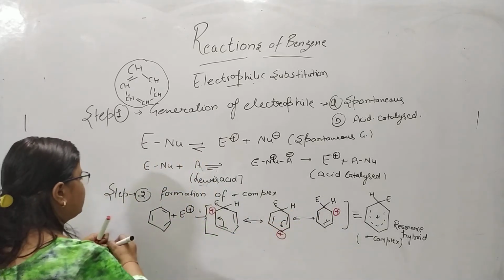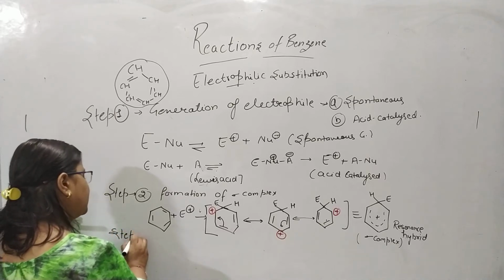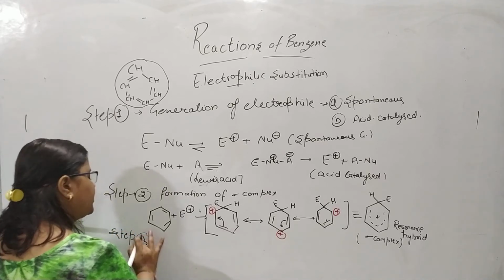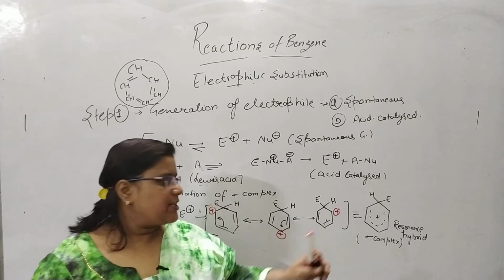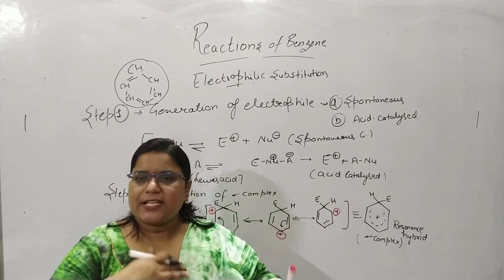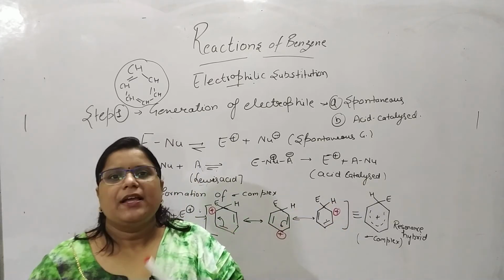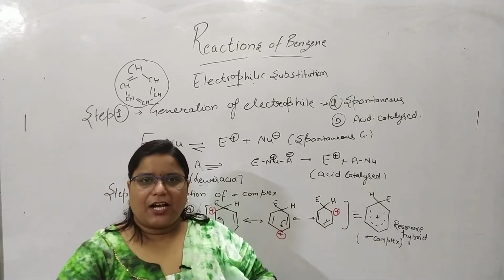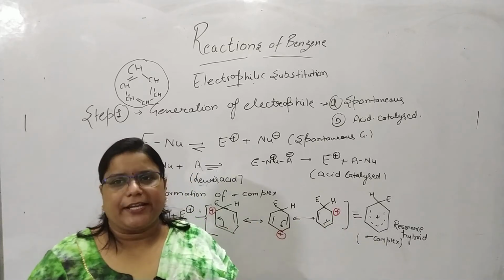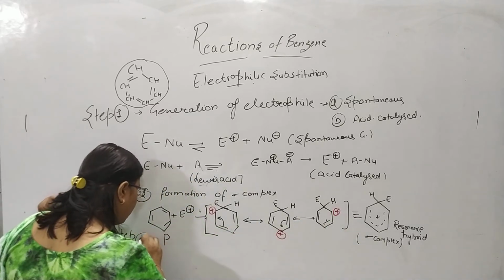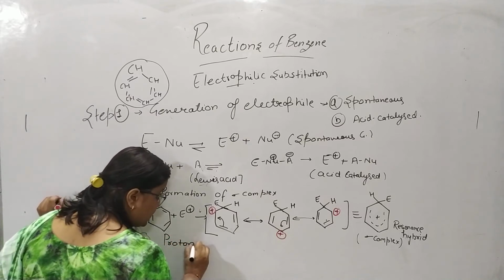Now come to the third step. What happened in the third step? In the third step, a hydrogen is released in proton form, and the positive charge is removed from the ring. So what happened in the third step? That is the proton elimination.